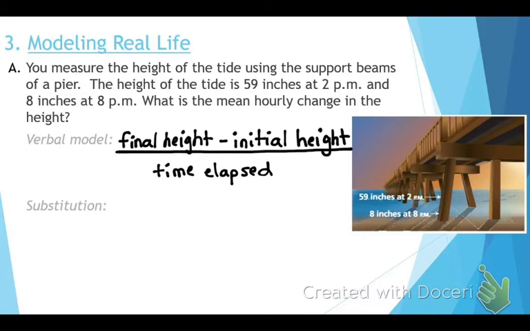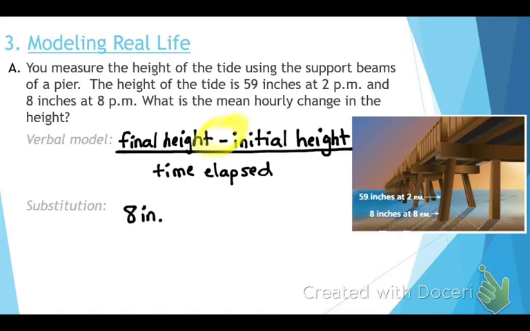The next part here says substitution. That's one of those plug it in, where instead of taking words, now we're going to plug things in. So did anybody catch what the final height of the tide was? Guys, what was the final height? 8 inches. Okay, so we're plugging in 8 inches.